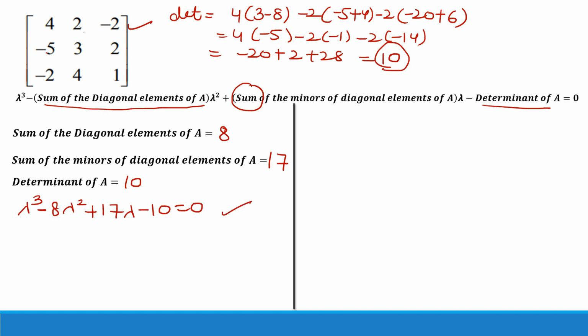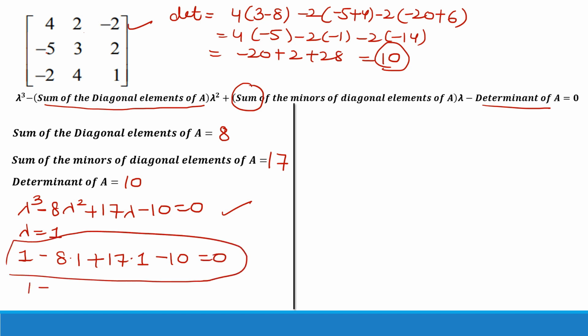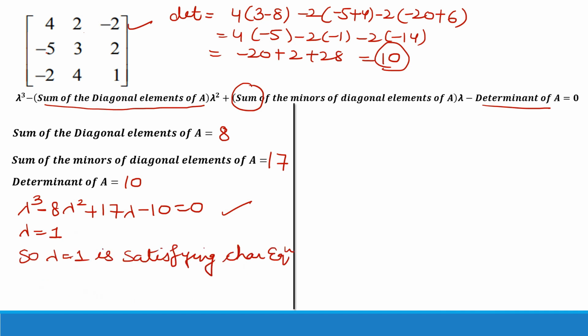Okay. Now see here our determinant is this even number. That means the eigenvalues can be even or odd. So we'll check for 1, minus 1, 2, minus 2, 3, minus 3. Okay. So let's check for 1. If I substitute lambda equal to 1, what will we get? 1 minus 8 into 1, 17 into 1, minus 10. You can see this is satisfying your equation. 1 minus 8 plus 17 minus 10. So 18 minus 10 and this minus 18. So this will be 0. So lambda equal to 1 is satisfying our equation, right?